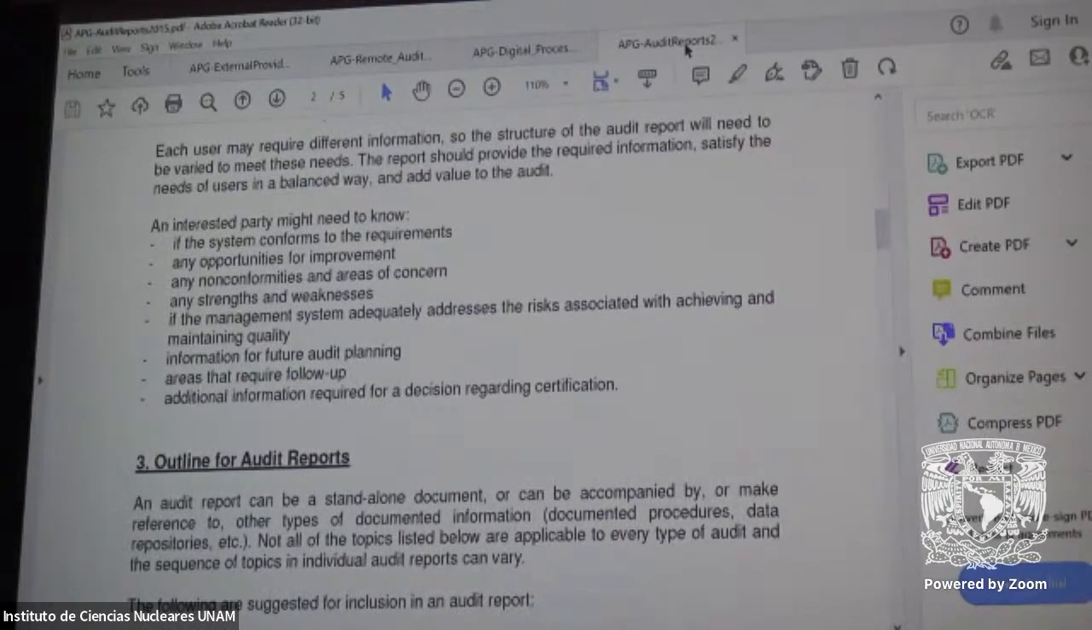Some of the things that an interested party, one of those groups that we just identified, might want to know about: if the system conforms to requirements, opportunities for improvement, non-conformity, strengths and weaknesses; if the system adequately addresses risk, information for future audit planning, areas that require follow-up, and additional information required for decision regarding certification. I think this is fairly logical. I'm slightly concerned about any opportunities for improvement.